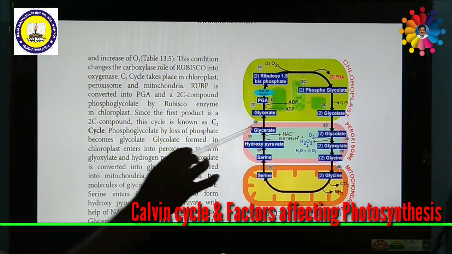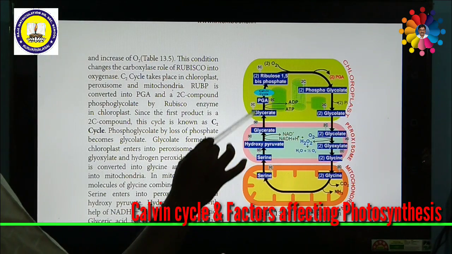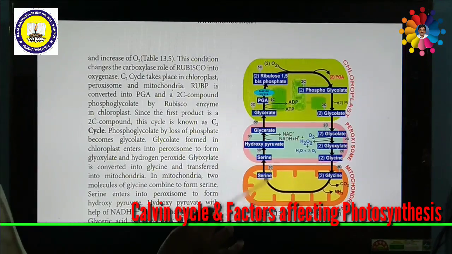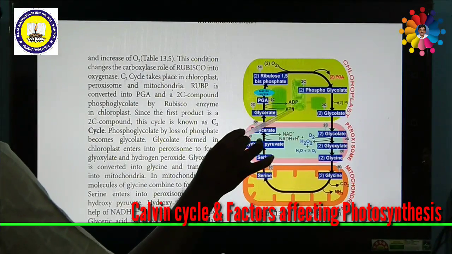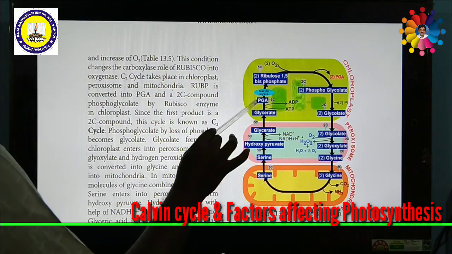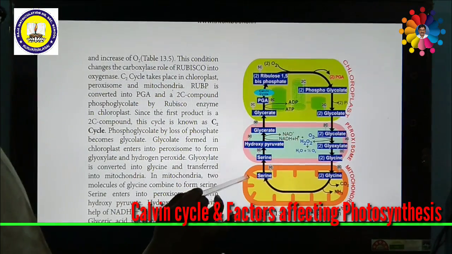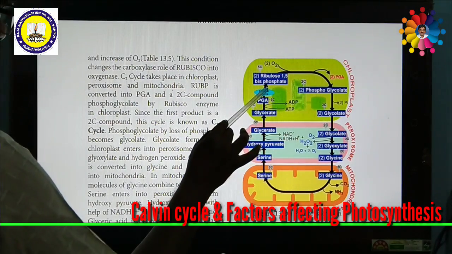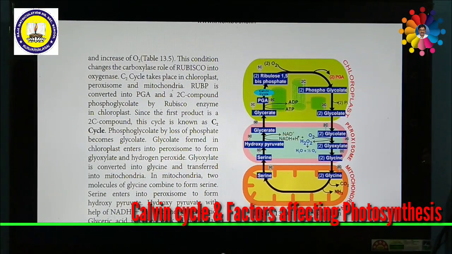Then this glyceric acid enters into the chloroplast again. Then the glyceric acid is phosphorylated with ATP to form phosphoglyceric acid. The phosphoglyceric acid enters into the Calvin cycle. Once again, the ribulose 1,5-bisphosphate is formed. So this process is called the photorespiration process. This photorespiration process takes place in some plants.